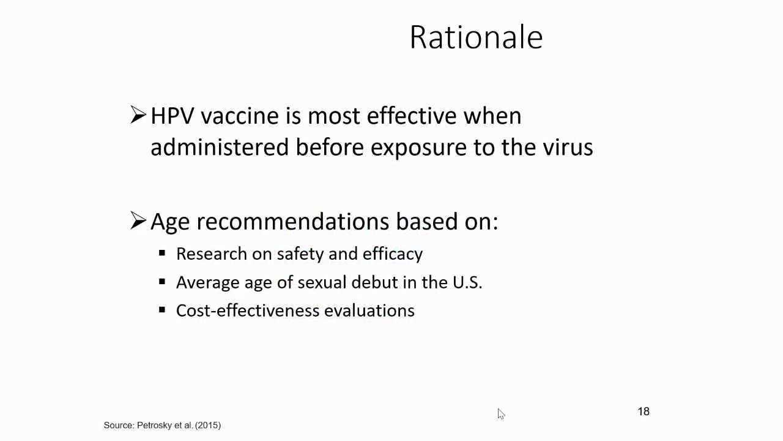So HPV vaccination is most effective when it's administered before exposure to the virus, and usually exposure to the virus occurs through sexual activity. So you want to make sure to give it to people before they are sexually active. The age recommendation on these vaccines is based on research on safety and efficacy. So how safe is this and how effective is it?